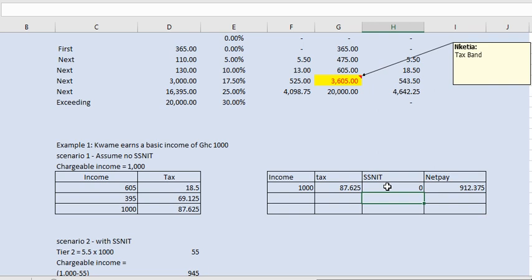So with Kwame earning 1,000 without any reliefs and SSNIT payment, the take-home pay or the net pay he is going to get is 912.375 cedis.